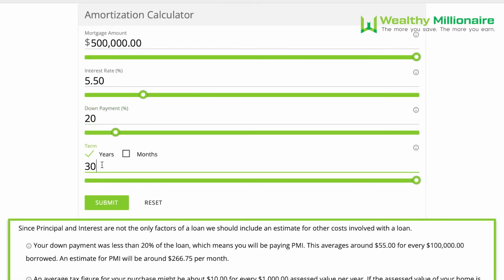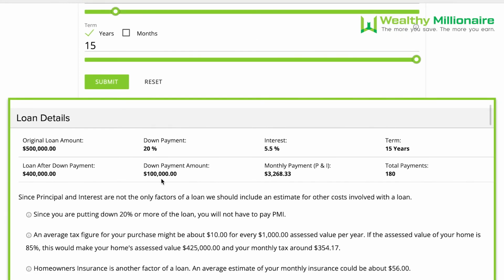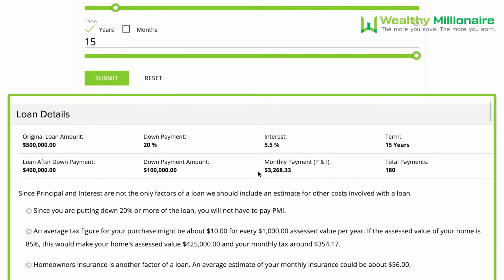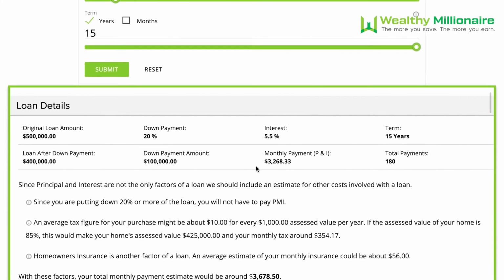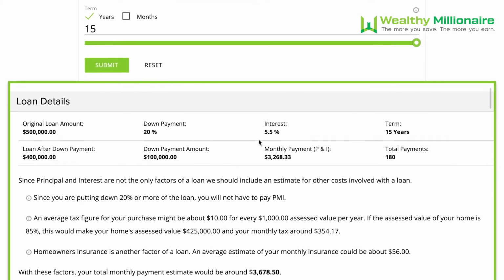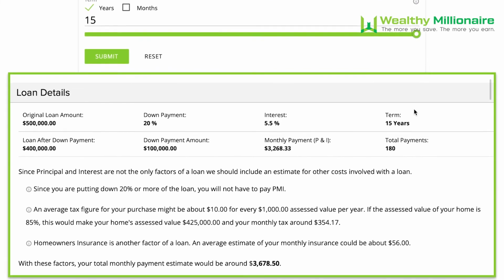Now let's go back to our 20% down. But if we want to pay this off in a shorter amount of time, let's put in a 15-year term. You can see here with our $100,000 down, which is 20%, our loan now goes down to $400,000. Our monthly payment is a little bit bigger now because we're trying to pay it off in a shorter amount of time. So $3,268. And now our payments are only 180 payments in our 15-year term.